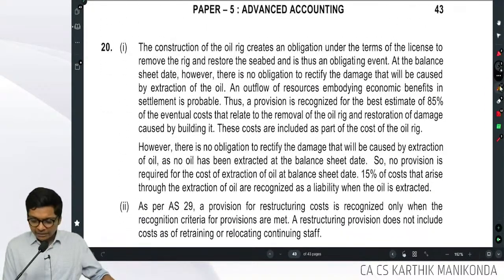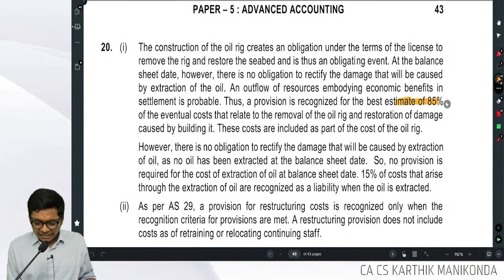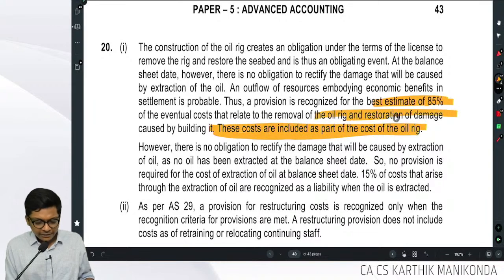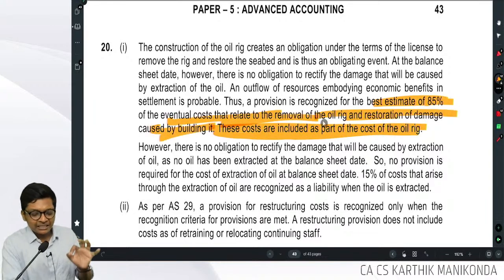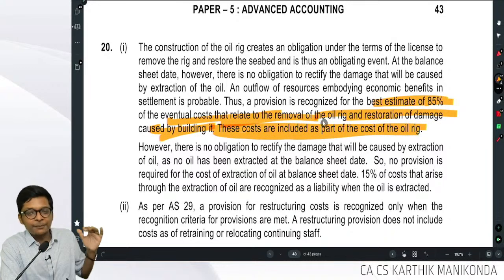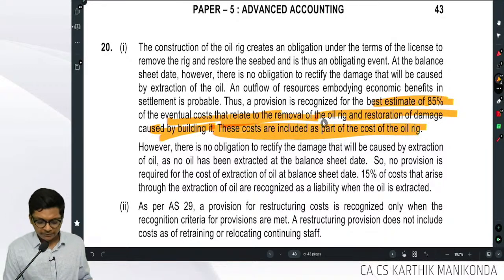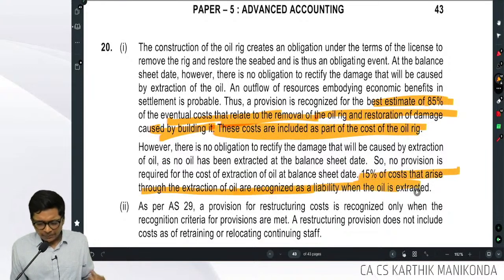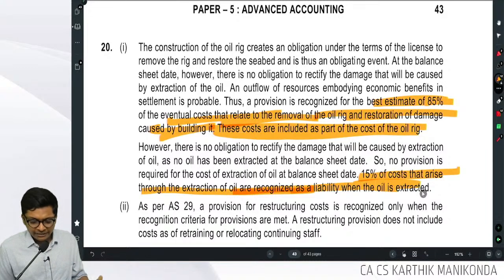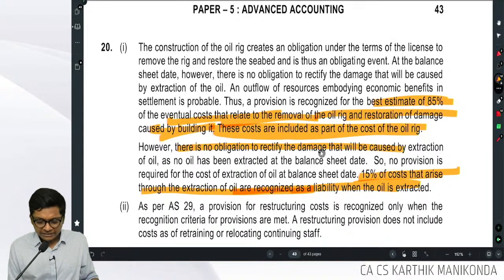This is the oil rig. The answer is 85%. These costs are included as part of the rig restoration, included as a restructuring cost as per AS 10. We will include it in the asset value, so we will keep depreciating. That means it's included in accounting. The balance 15% you have to account as a liability only when the oil is extracted. Since there is no extraction, you need not account for this.